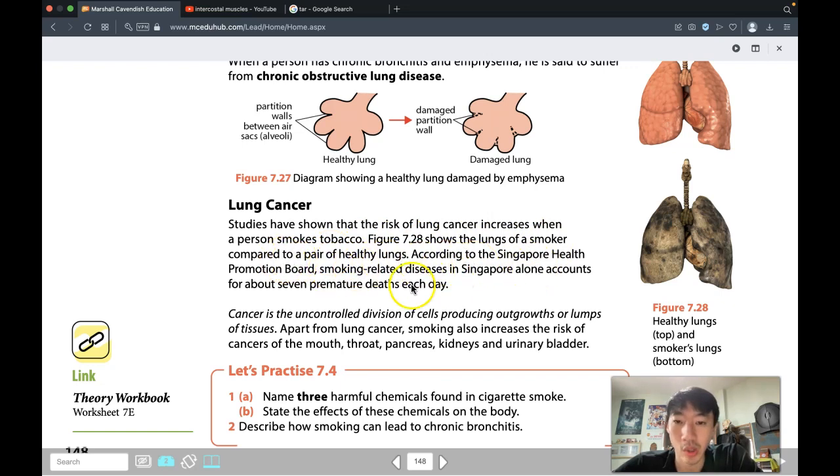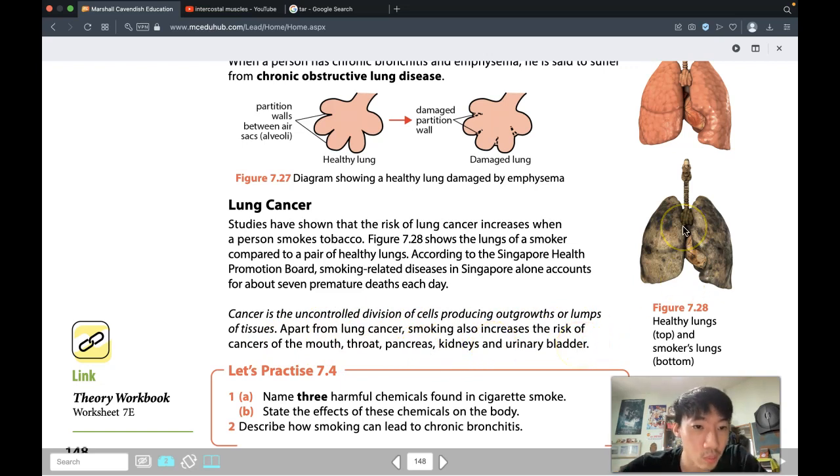According to the Singapore Health Promotion Board, smoking-related diseases in Singapore alone account for about 7 premature deaths each day. Okay, so imagine that, last time we were very scared of COVID. They say, oh, wow, every day 1 person dies, 2 persons die, 3 persons die. But this lung cancer is causing 7 people to die each day. Okay, what is cancer? Please highlight this. Cancer is the uncontrolled division of cells producing outgrowths or lumps of tissues. Apart from lung cancer, smoking also increases the risk of cancer in the mouth, throat, pancreas, kidney, and urinary bladder. Okay, so basically the whole body is affected.